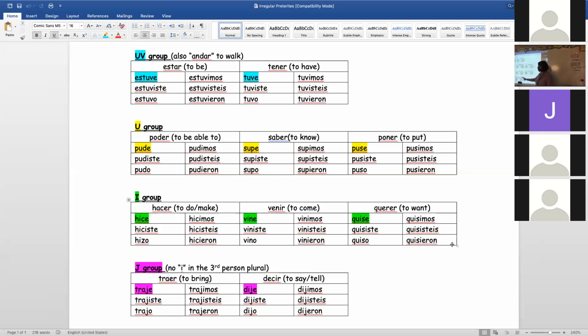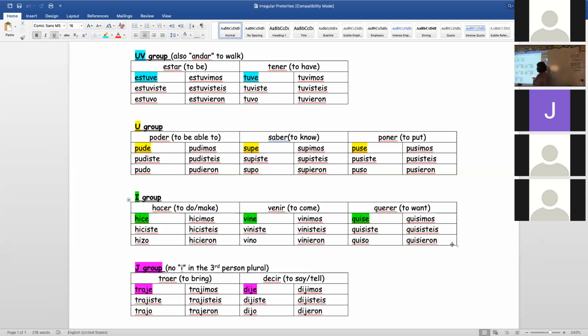Then we've got two more. These have J's in them. They're in the J group. Traje and dije. There are a few other little details, like remember we talked about the hice here is a little funny with the Z, and then we talked about down here, what letter are we ultimately going to drop?